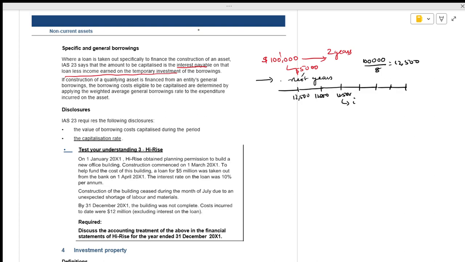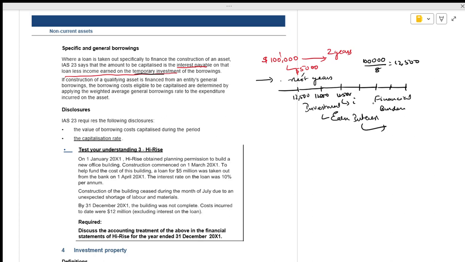Definitely you will get interest on this. At least what will happen? The financial burden will be a little bit reduced. Whatever investments you are making, on that investment you will earn interest. This interest will be used to pay off your interest expenses, so that at least the gap will be reduced. That is what it says. The amount capitalized is the interest payable on that loan less income earned on the temporary investment of the borrowing.